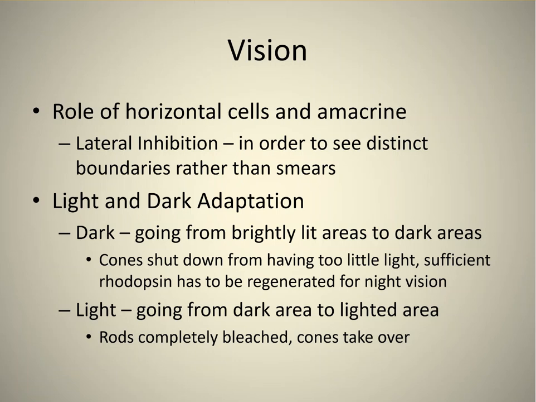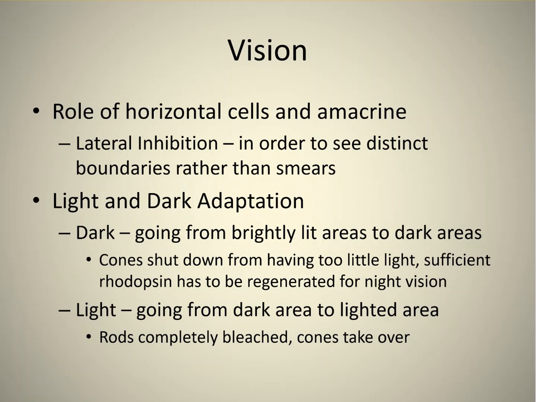Okay, then let's go to light and dark adaptation. Dark adaptation is going from a brightly lit area to a dark area, and light adaptation is going from a dark area to a lighted area. And here's the why. I would give the example of you go into a movie matinee, and you get there a little late, and it's a bright sunny day, and you go into the movie theater, and you can't see where your seat is, and you sit in somebody's lap because your rods have been completely bleached. The whole time you're in that sunlight, the rods are bleached.